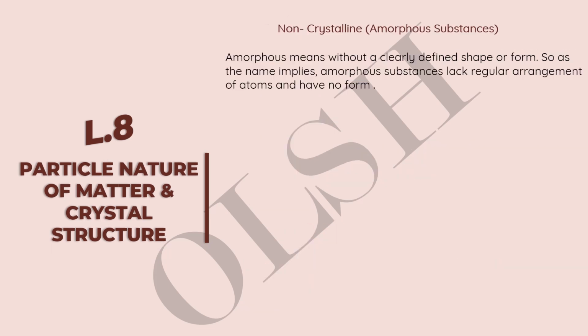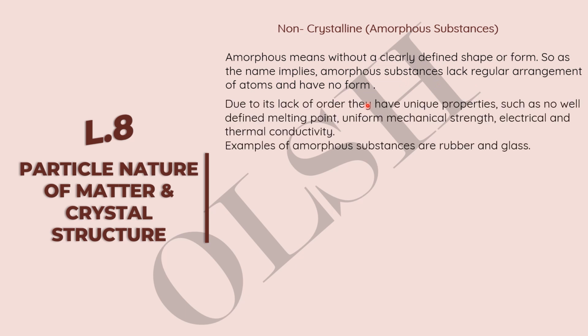Amorphous means without a clearly defined shape or form. As the name implies, amorphous substances lack a regular arrangement of atoms and have no form. Due to this lack of order, they have unique properties. One of them is that they don't have a defined melting point. They have uniform mechanical strength, electrical and thermal conductivity. Examples of amorphous substances, which have no crystalline structure, are rubber and glass.